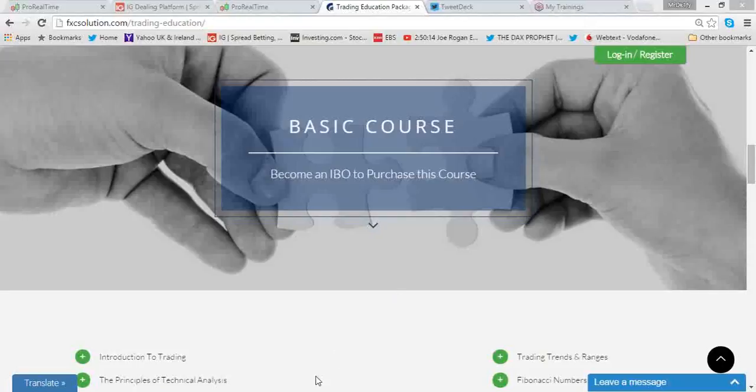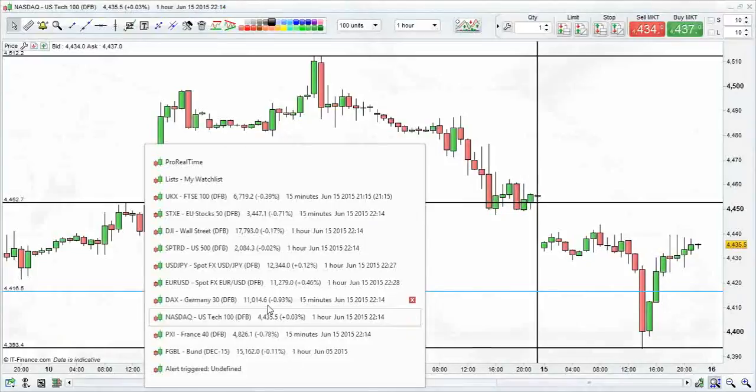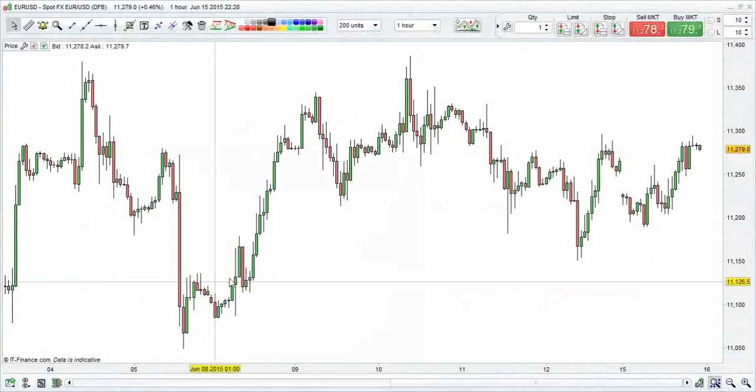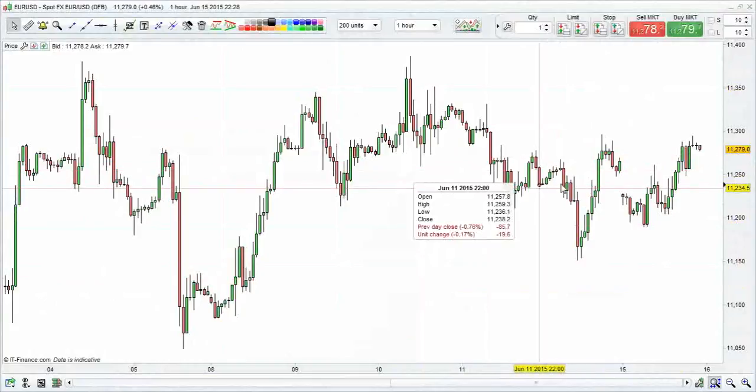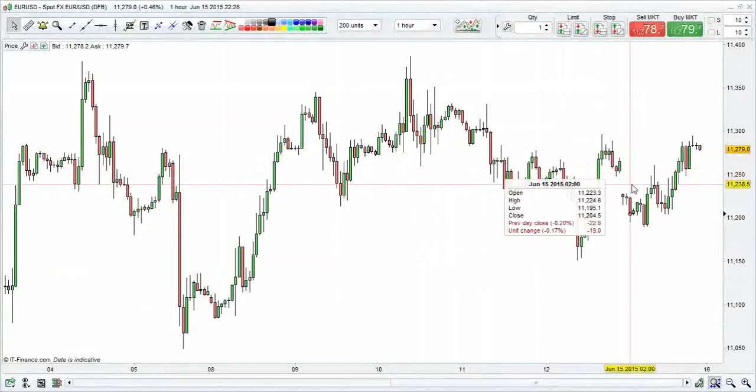So I am going to pull up our charts and we'll have a look at our first technical indicator. So here is our chart of the Euro USD. So that's the Euro versus the US dollar. It's a 1 hour chart and we'll use this chart to show our technical indicators. I will begin with the most widely used technical indicator, the moving average.